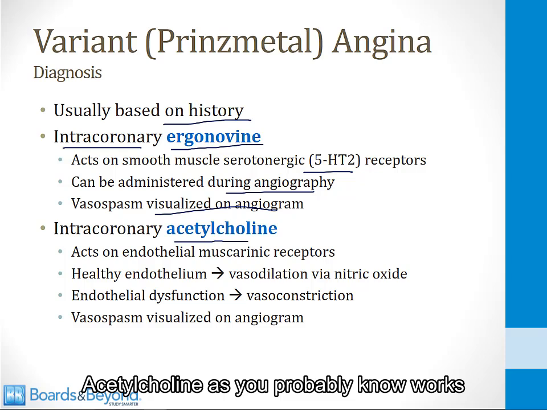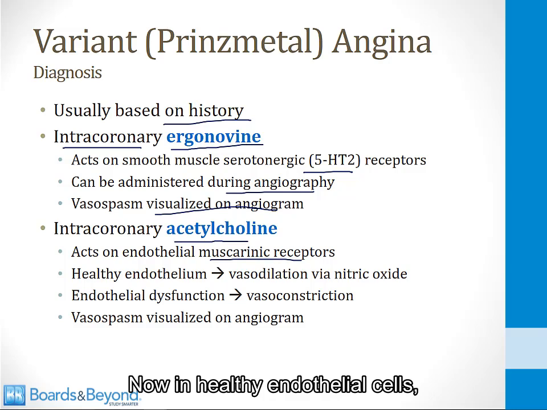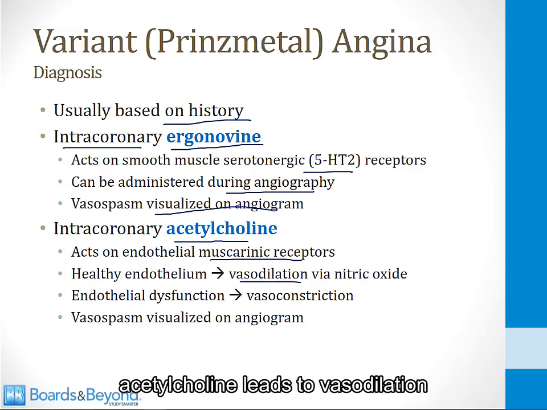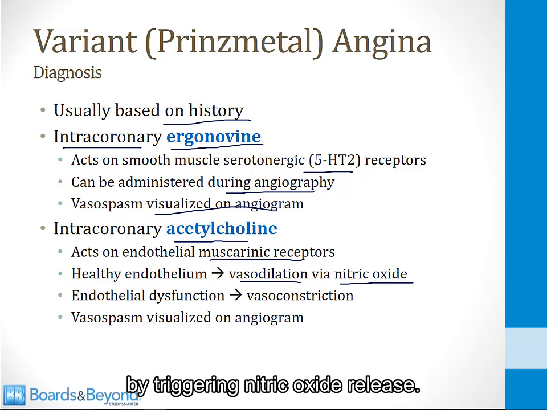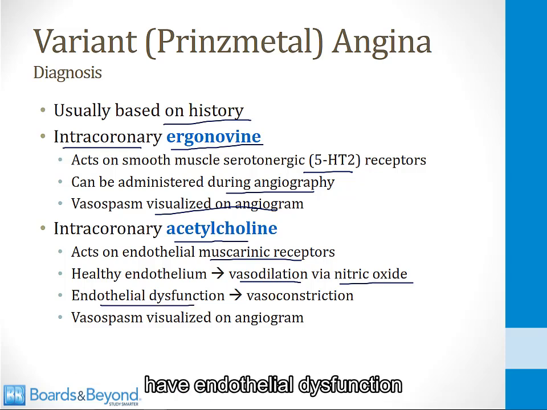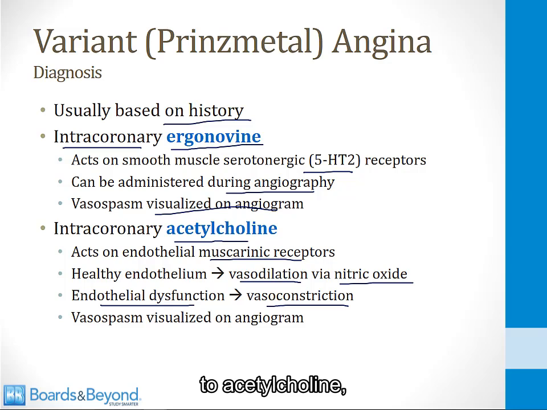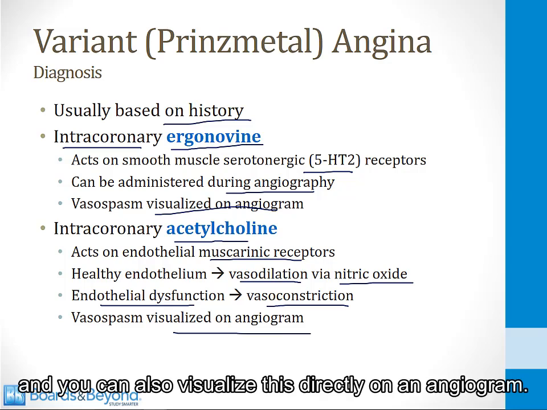Acetylcholine, as you probably know, works on muscarinic receptors in the endothelium. Now, in healthy endothelial cells, acetylcholine leads to vasodilation by triggering nitric oxide release. However, many patients with variant angina have endothelial dysfunction, and their cells will vasoconstrict when exposed to acetylcholine, and you can also visualize this directly on an angiogram.